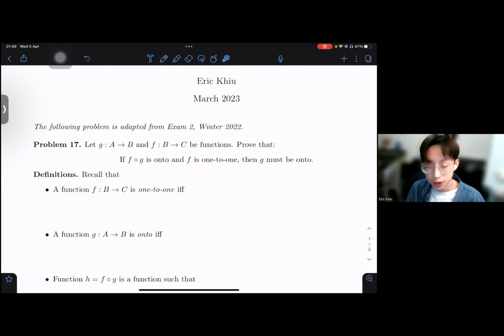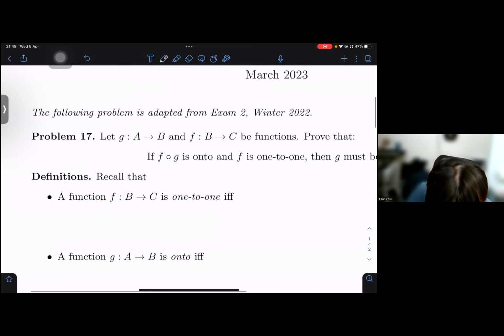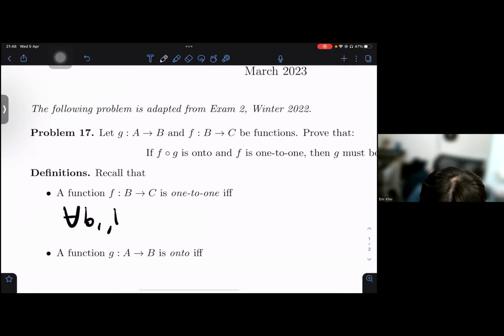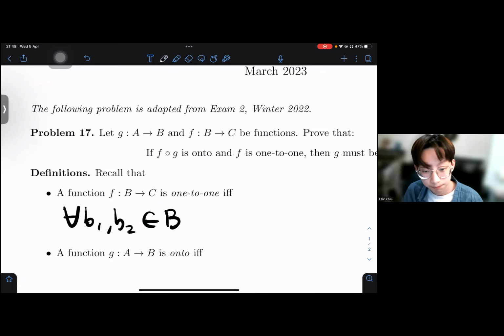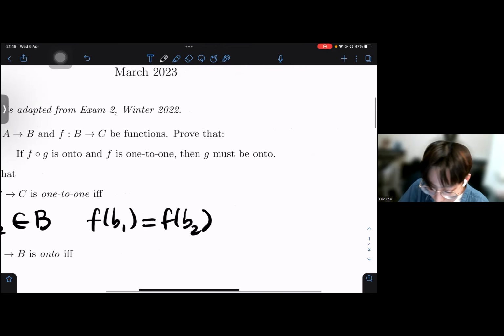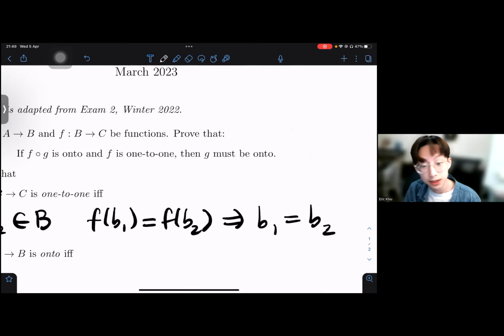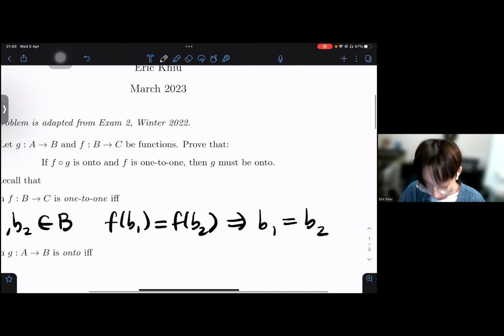First of all, what does it mean for a function to be 1 to 1? It means that every input must have a unique output. So in our case, we have f from B to C. For all, let's say, B1, B2 in the domain B, if f of B1 is the same as f of B2, the outputs are the same. This can only happen if B1 is B2, because the output is unique, right?